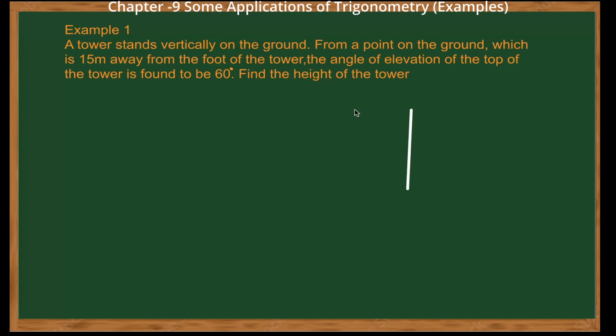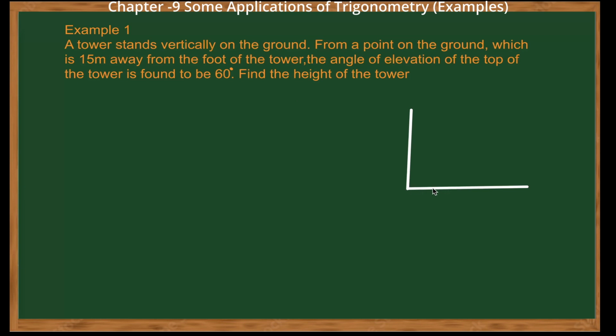So the tower stands vertically on the ground. From a point on the ground which is 15 meter away from the foot of the tower. So this is the foot of the tower, and the point is 15 meter away from the foot. Away means this side, from the point we are going toward the foot of the tower.